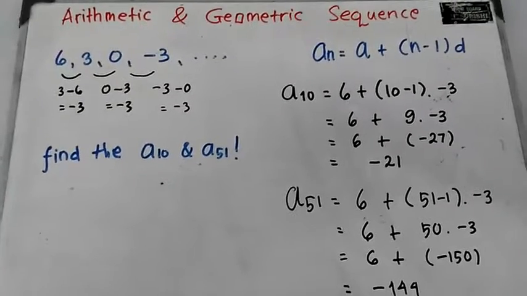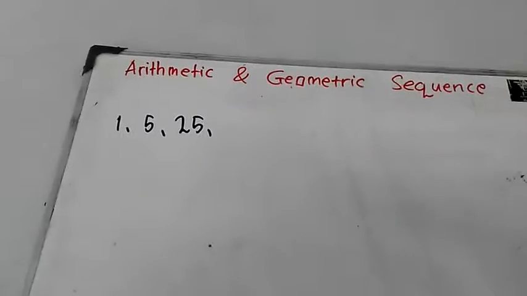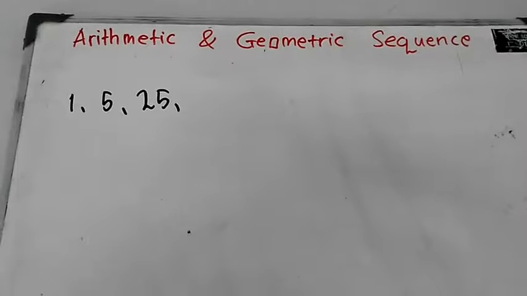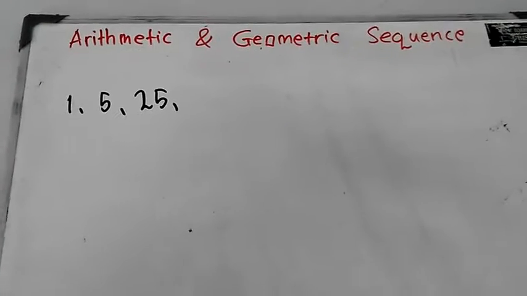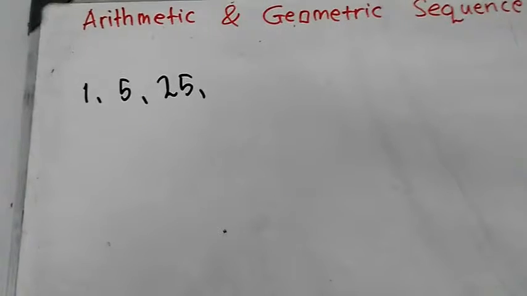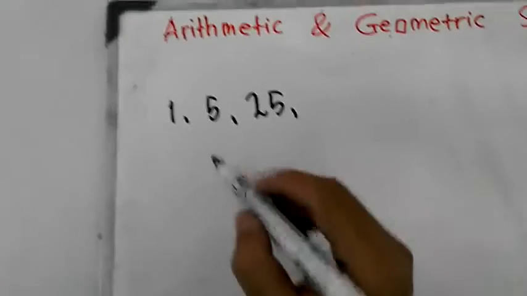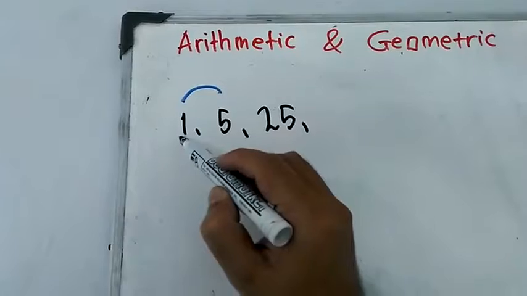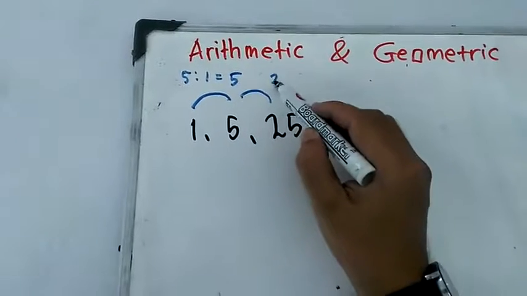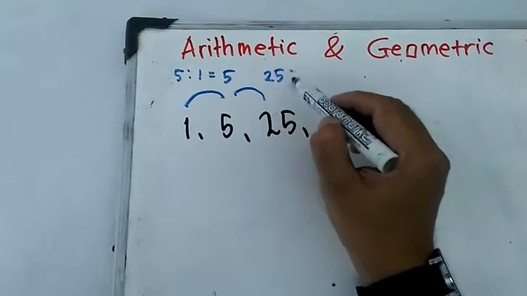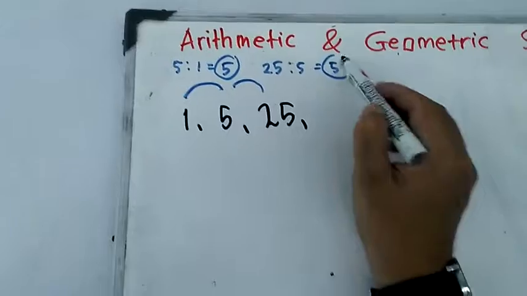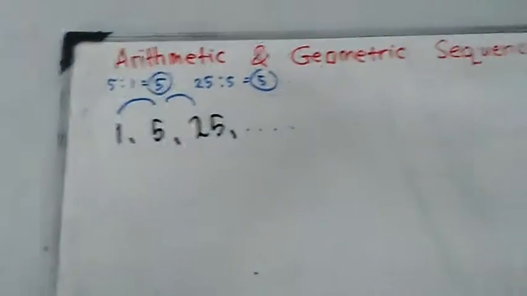Then what about the geometric ones? Okay, let me erase it first. Next, we are going to determine how to find the n term of a geometric sequence. So here is a geometric sequence, but let's first check the ratio. Is there a common ratio, the same ratio, or not? Let's check the first ratio: A2 divided by A1. So 5 divided by 1 equals 5. And the next ratio is A3 divided by A2. So 25 divided by 5 equals 5. So yes, this sequence has the same ratio, a common ratio. So it means this sequence belongs to the geometric sequences.